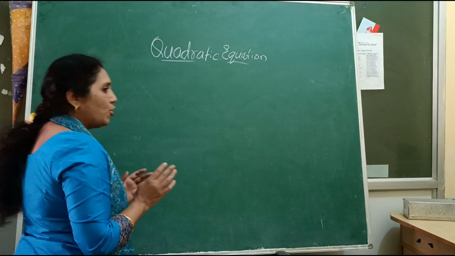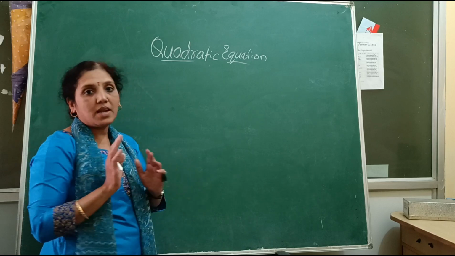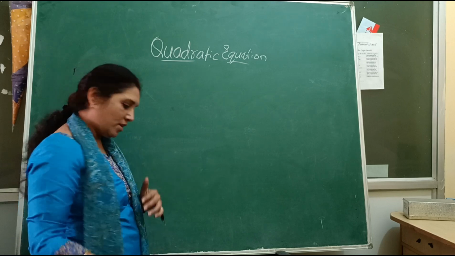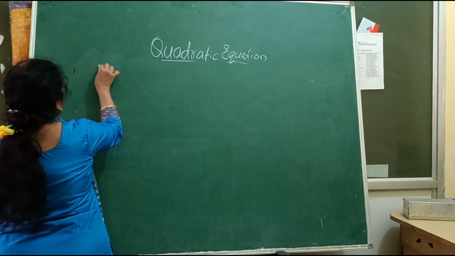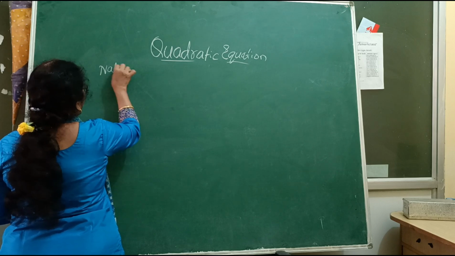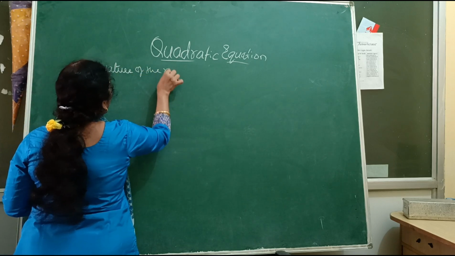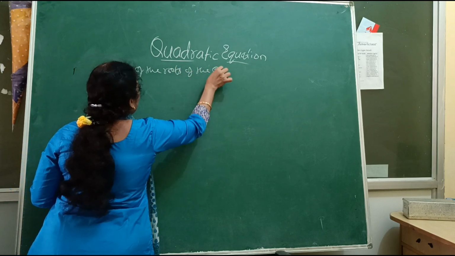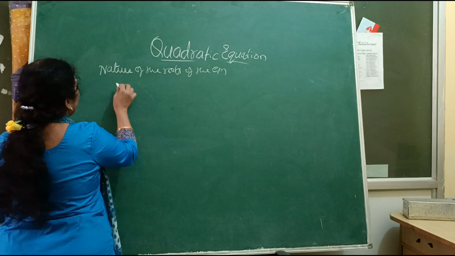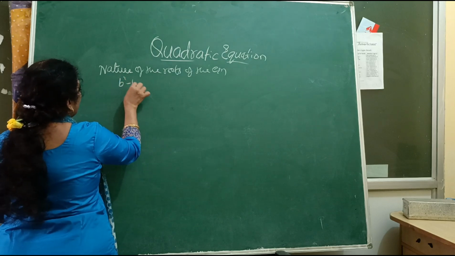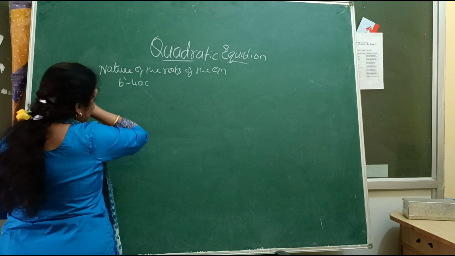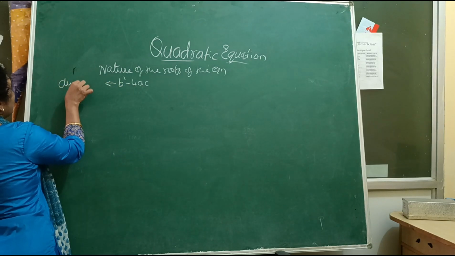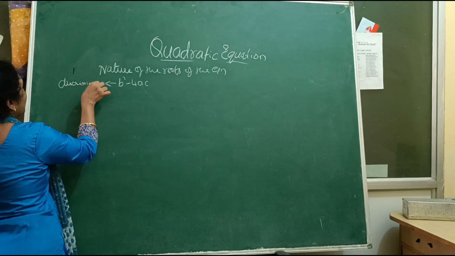Now, the last part of your quadratic equation. The last part of your quadratic equation is how to find the nature of roots of the equation. To find the nature of the roots, b square minus 4ac. What is b square minus 4ac? b square minus 4ac is your discriminant.